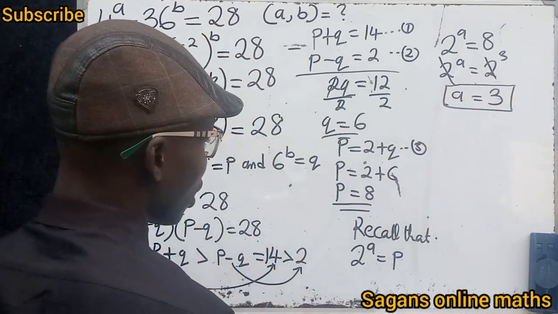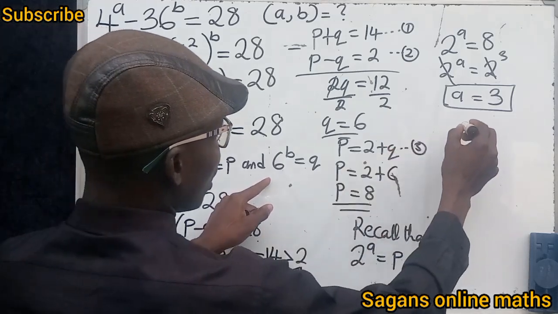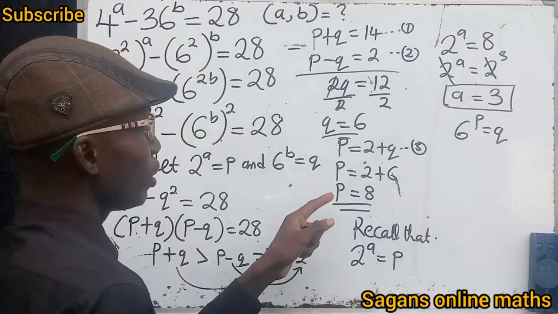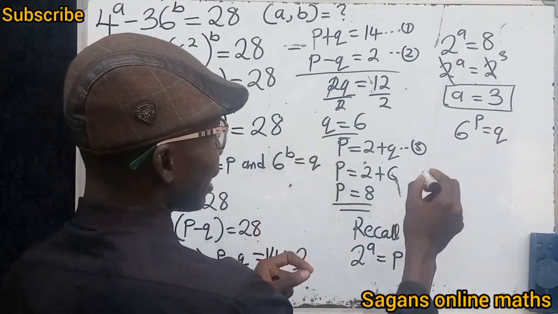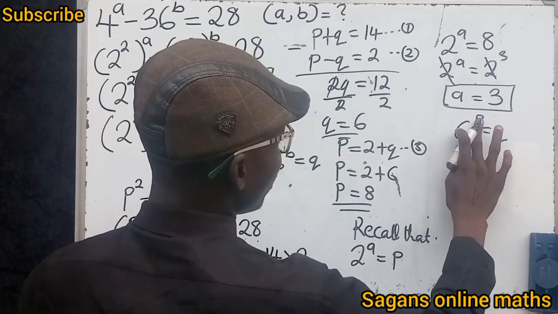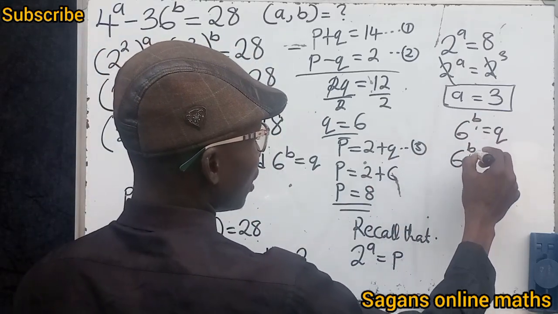Now let's find b. Again, 6 raised to the power of b is equal to q. And we know that our q here is 6, right? That means 6 raised to the power of b is equal to 6.